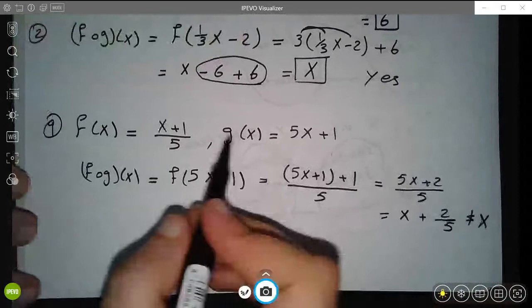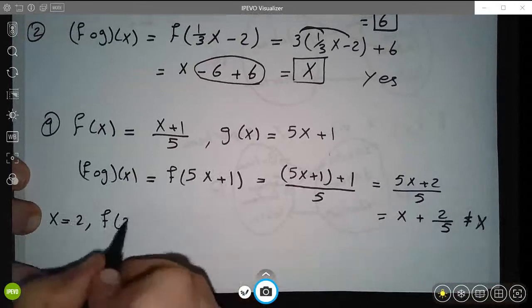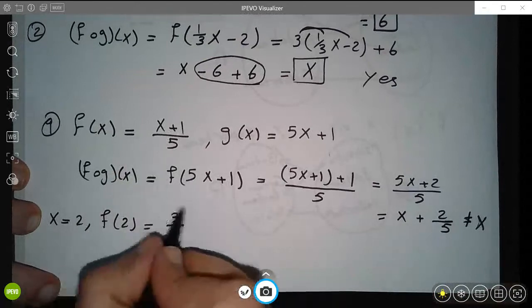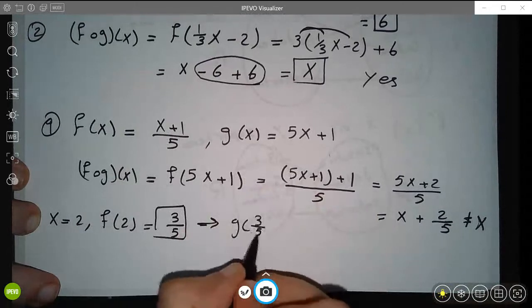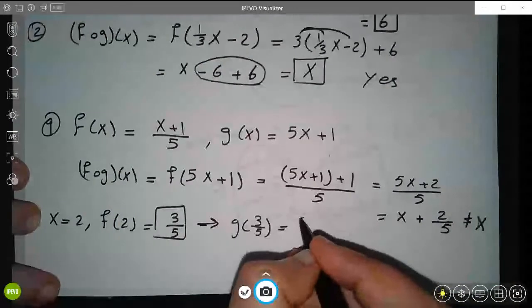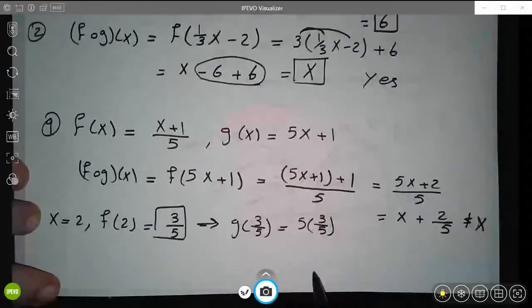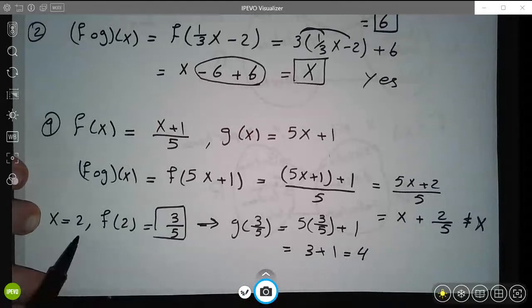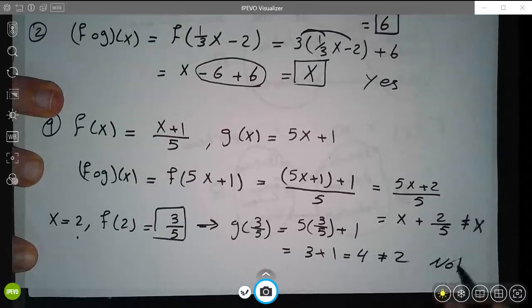Something else that would prove that is if I choose a random value to plug in. Let's say x is 2, for example. So f of 2, plugging it in here, you have 2 plus 1, which is 3, over 5 gives you 3 over 5. So that's the final result. Now, plugging that in here, g of 3 over 5. We have 5 times 3 over 5. The 5's cancel, and you end up with a 3, and then plus the 1. So that's 3 plus 1, which is 4. Not 2. It's 4. Therefore, this is not equal, so not an inverse.